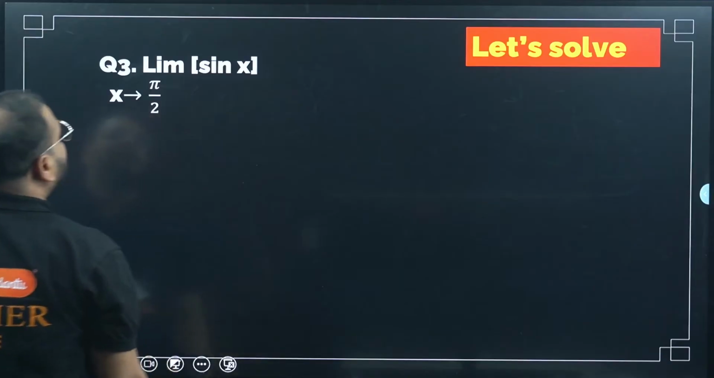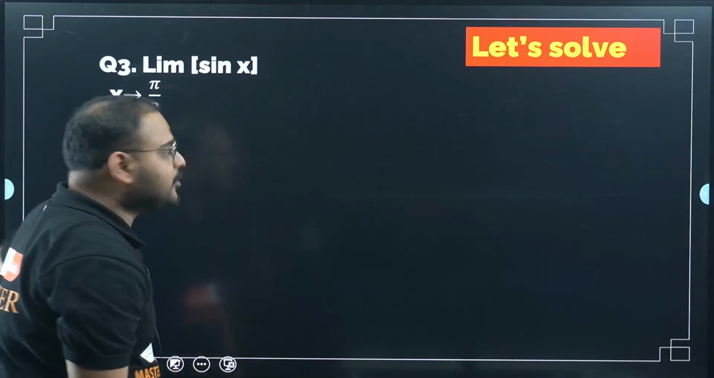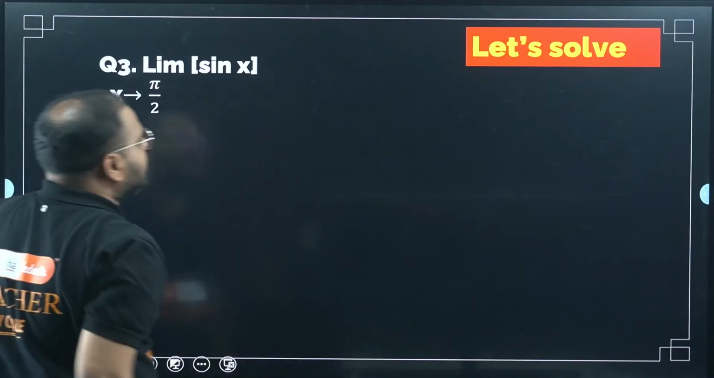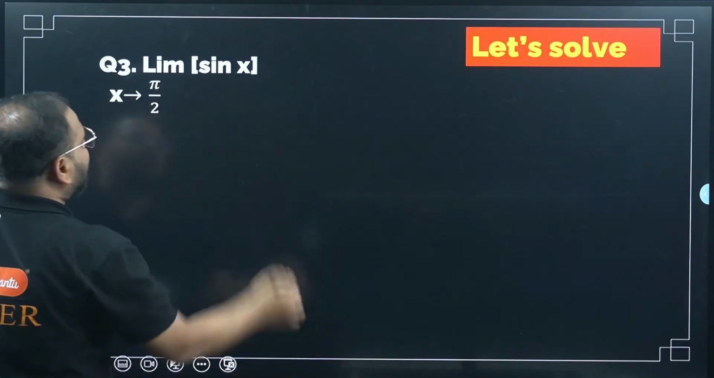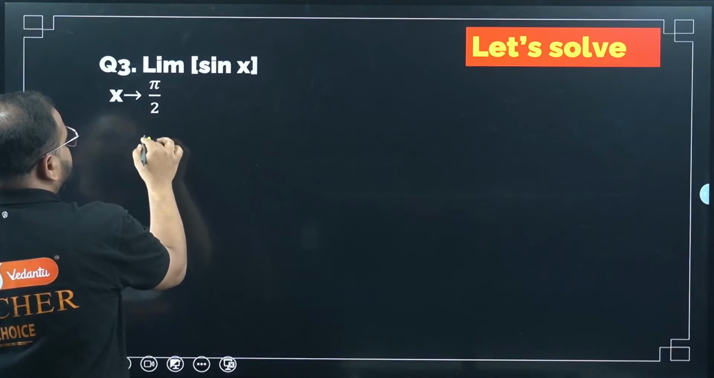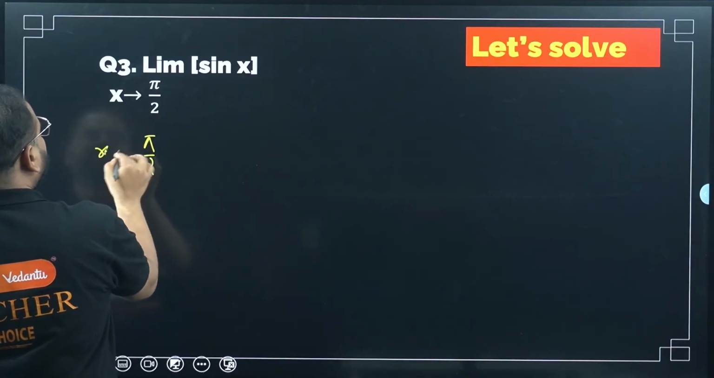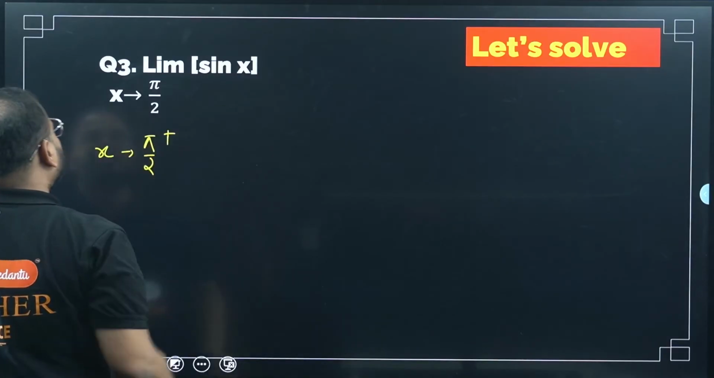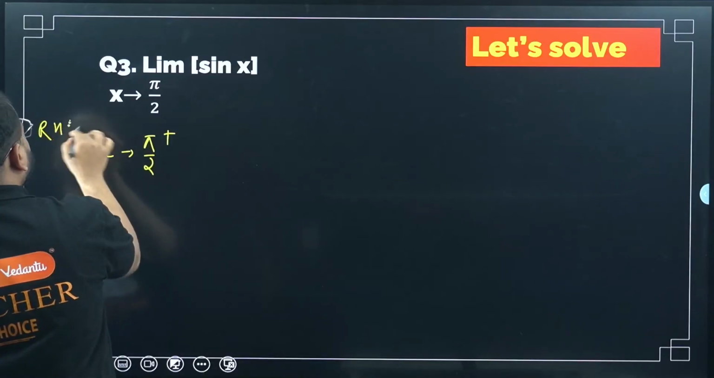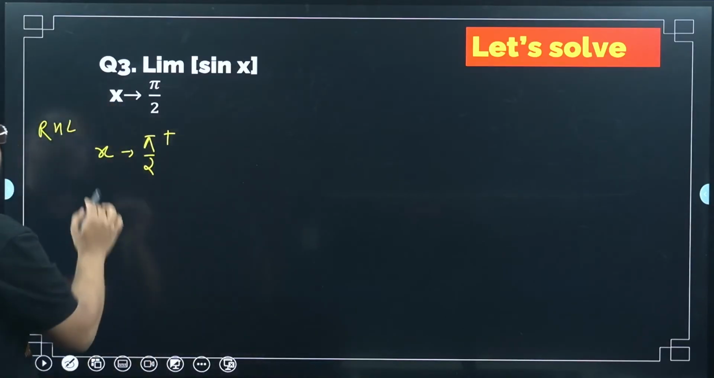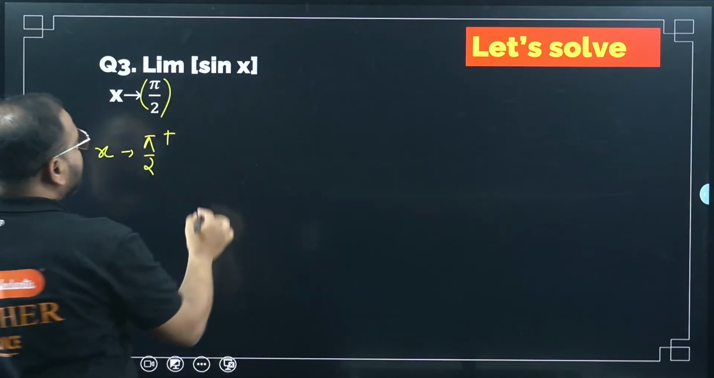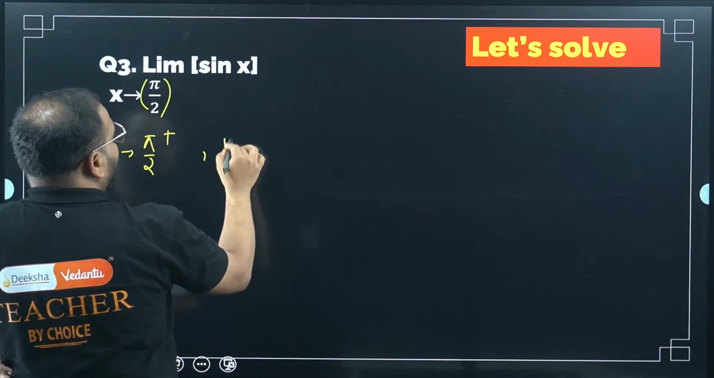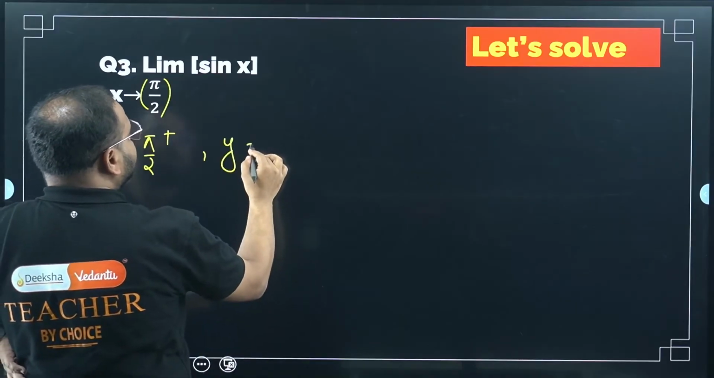About this, limit of greatest integer of sin x. How will I do this, sir? Please check. So I will again do what? When x tends to pi by 2, from which side? From plus side, let's call this RHL. For RHL, x is trying to move to pi by 2 from the right side. What will happen? Think. y will be something like this.